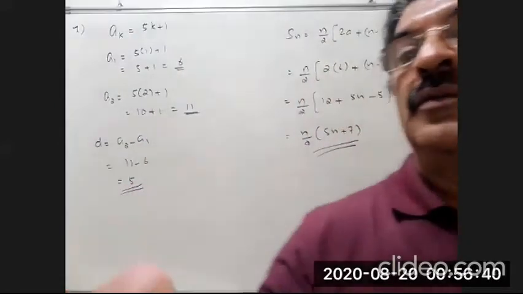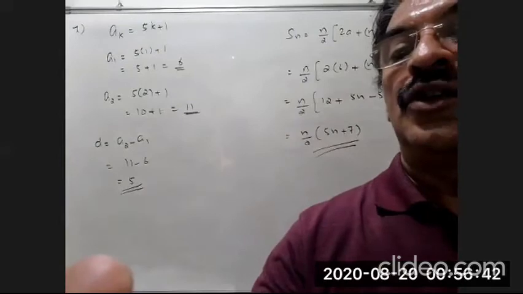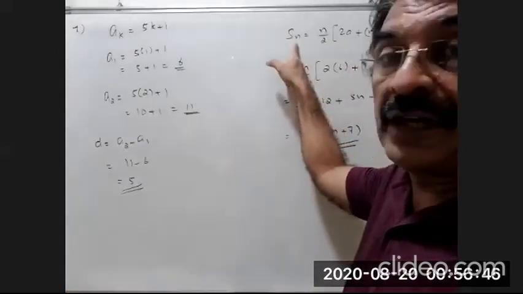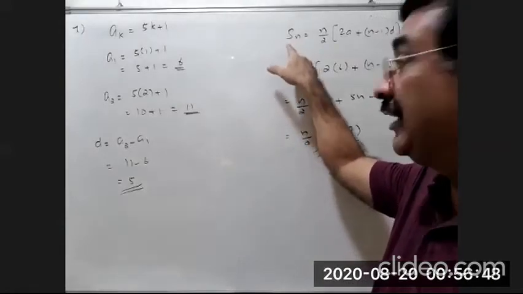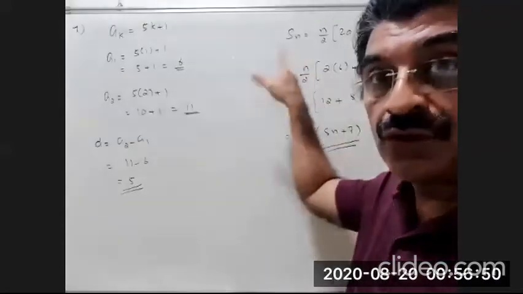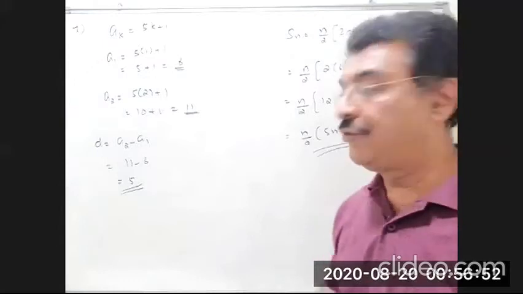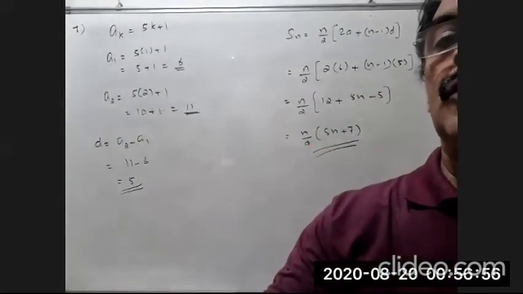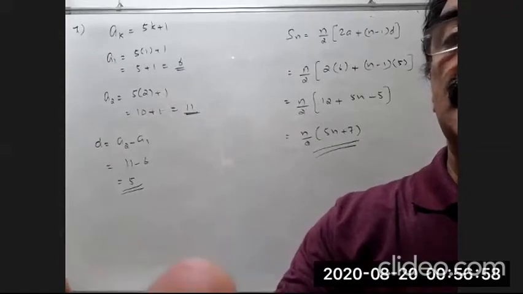Now, should it be k? No, because it is Sn, not Sk. If it is Sk, it will be in terms of k. The question is to find Sn, so the answer will be in terms of n. If the question was to find Sk, then the answer will be in terms of k. Got it?